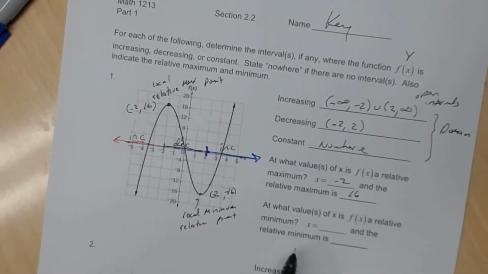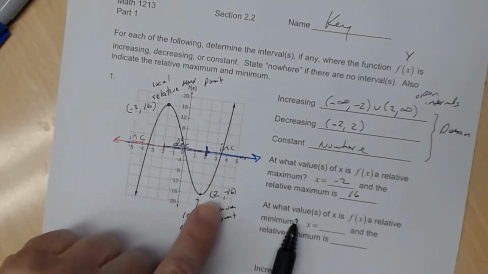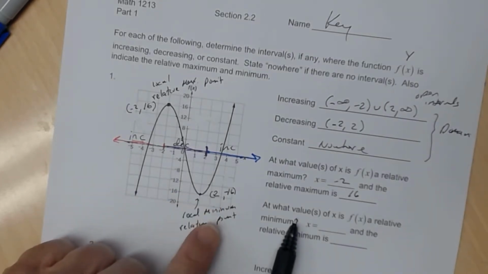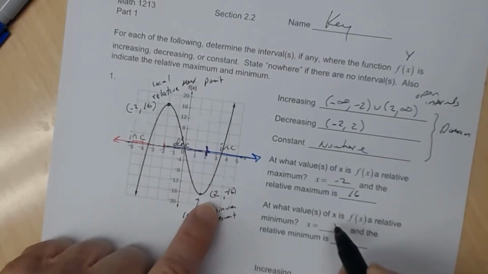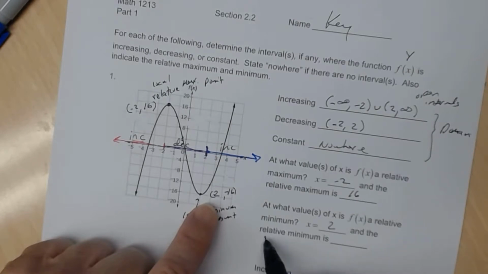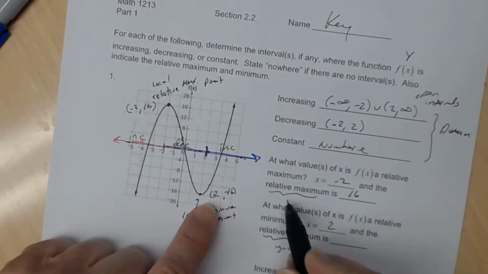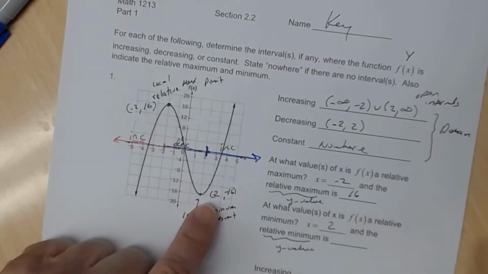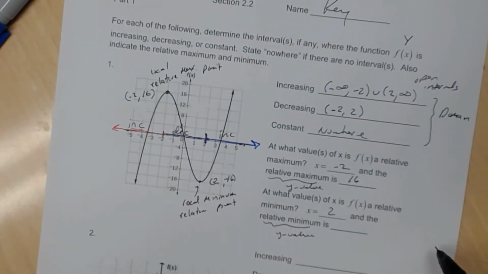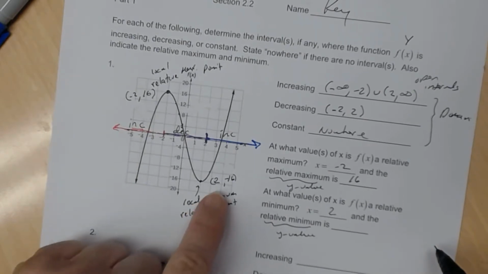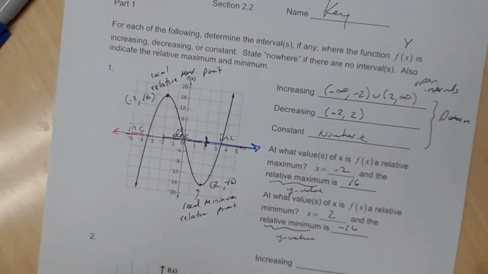All right, over here, at what values of x is your function, your y value, a relative minimum? So this minimum point occurs when x is 2. And the relative minimum, meaning the y value, that's what we mean here. So remember, the relative minimum is the y value. So the relative minimum is -16.